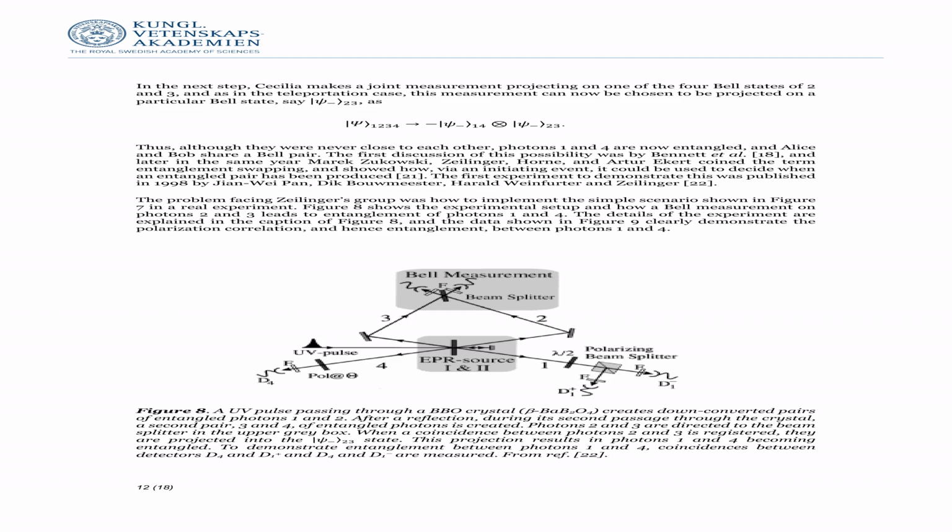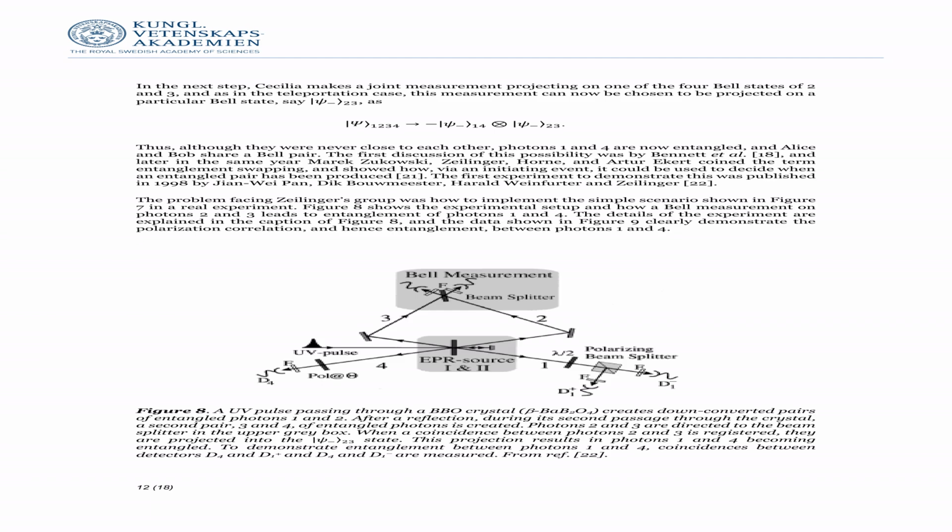The problem facing Zeilinger's group was how to implement the simple scenario shown in Figure 7 in a real experiment. Figure 8 shows the experimental setup and how a Bell measurement on photons 2 and 3 leads to entanglement of photons 1 and 4. The details of the experiment are explained in the caption of Figure 8, and the data shown in Figure 9 clearly demonstrate the polarization correlation and hence entanglement between photons 1 and 4.